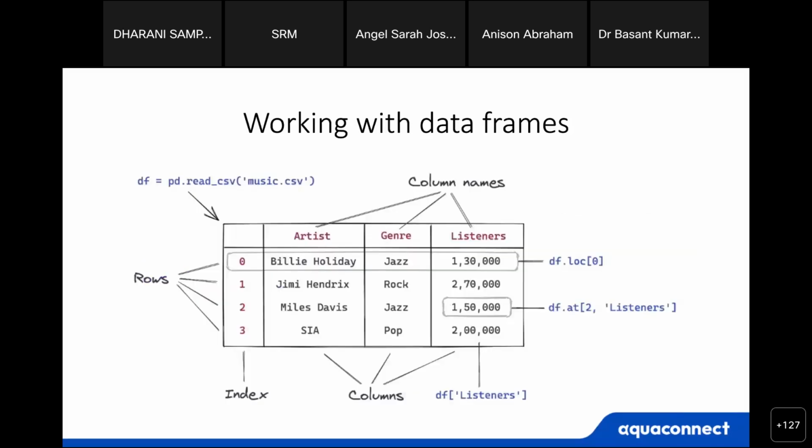This is a small example for loading data frames. Like, music data consists of artists, genre, and listeners, loaded into a data frame. In that, we select only the first row by using df.loc[0]. And to select the listeners column, we directly use df.listeners.